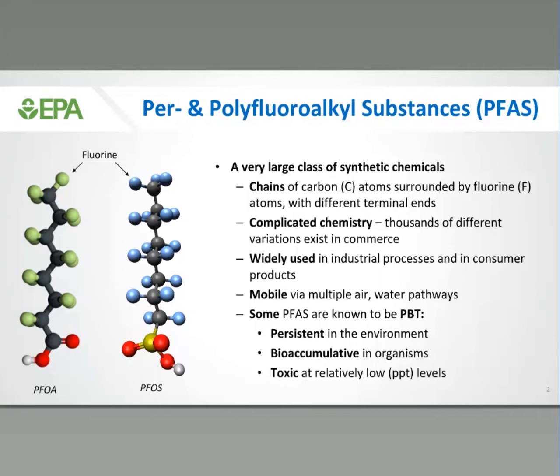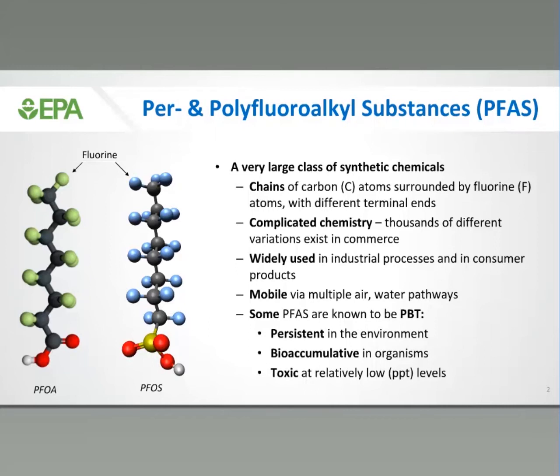But what all the PFAS have in common is that there's some component of the molecule which consists of a chain of carbon atoms, in this case for these 2 diagrams shown by the black circles. And then the carbon atoms are surrounded mostly or completely by fluorine atoms, in this case the blue and the green circles, which makes this chain of carbon-fluorine atoms.